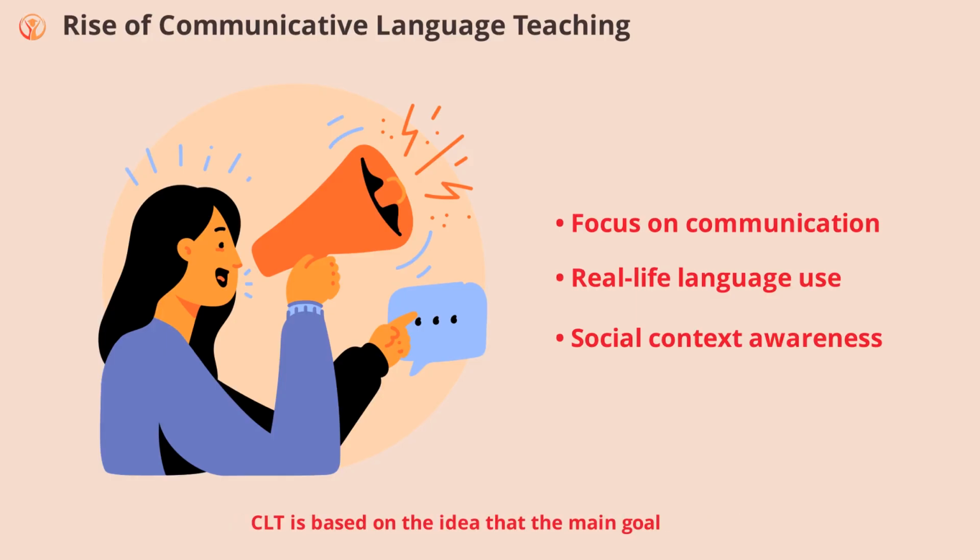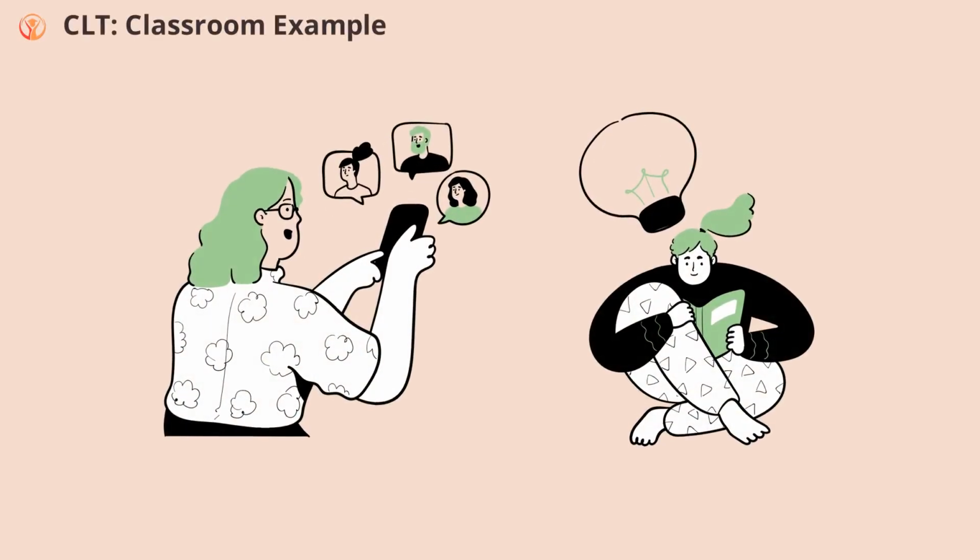CLT is based on the idea that the main goal of language learning is to communicate effectively in real-life situations. It values not just grammatical accuracy, but also the ability to use language appropriately in different social contexts. In a CLT classroom, students might role-play ordering food at a restaurant or asking for directions.